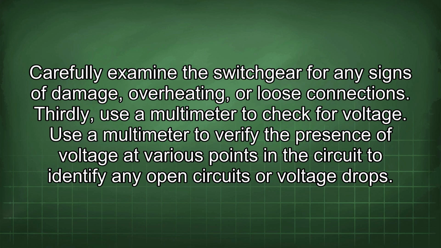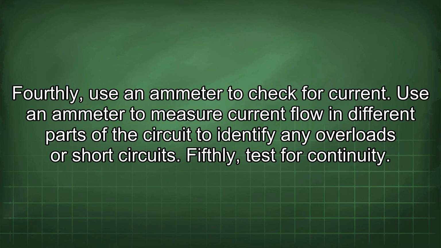Thirdly, use a multimeter to check for voltage. Use a multimeter to verify the presence of voltage at various points in the circuit to identify any open circuits or voltage drops. Fourthly, use an ammeter to check for current. Use an ammeter to measure current flow in different parts of the circuit to identify any overloads or short circuits.